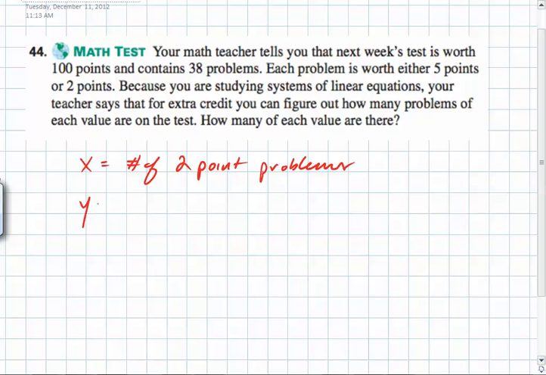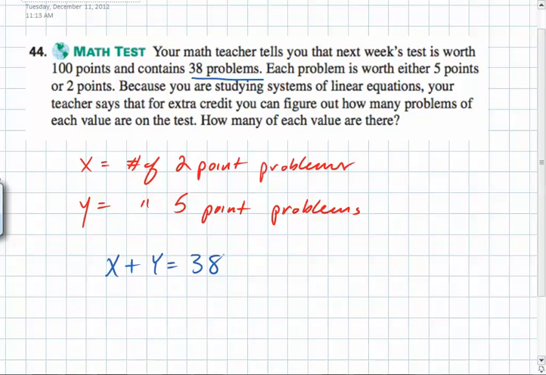And what's y going to be? Number of how much? 5-point problems. She tells you two things. First, that there are 38 problems. So what equation can you write if you know there are 38 problems? Allie. x plus y is equal to 38.